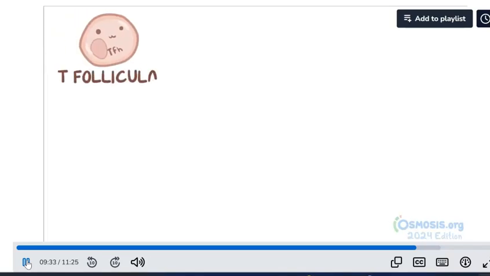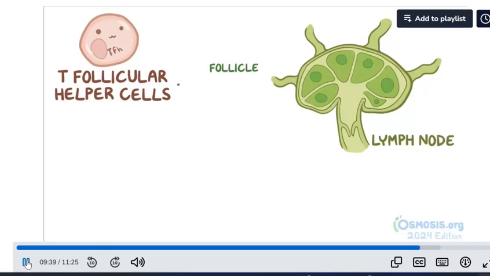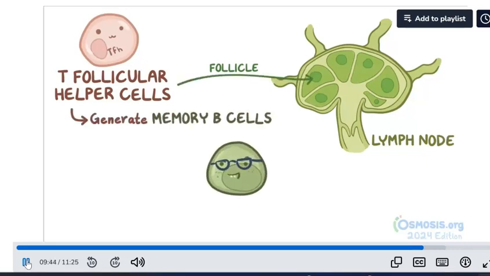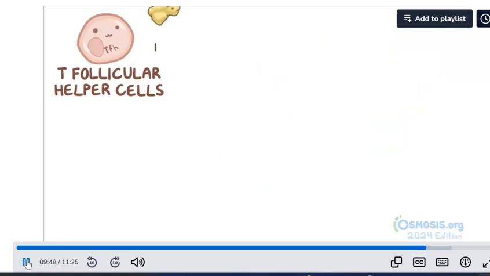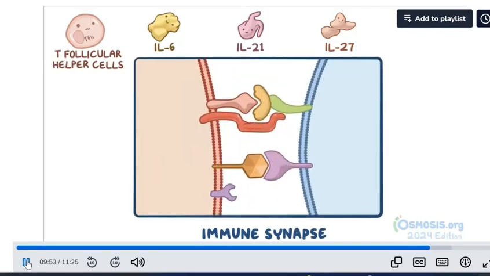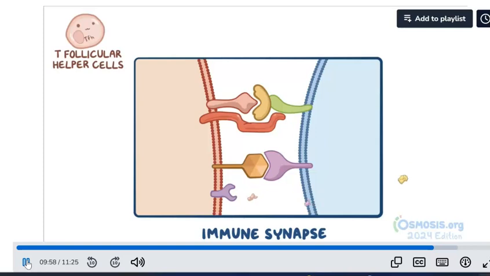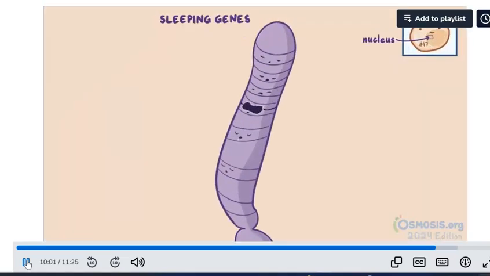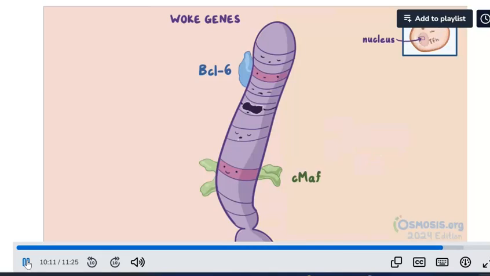Finally, there are T follicular helper cells, which are a special group of T cells that live in the follicles of lymph nodes. Their primary role is to help generate memory B cells. Occasionally, antigen-presenting cells produce IL-6, IL-21, and IL-27 within the immune synapse with a T cell. When these cytokines are released within an immune synapse, they bind to the T cell and cause it to make transcription factors like BCL6 and CMAF. These transcription factors cause a number of genes to get expressed within the T cell, transforming it into a TFH cell.